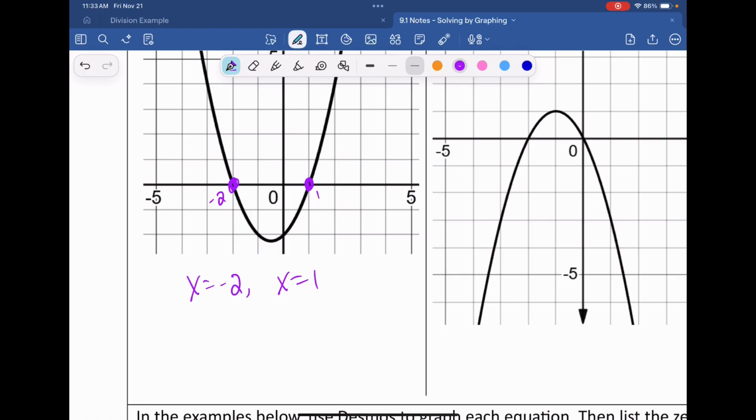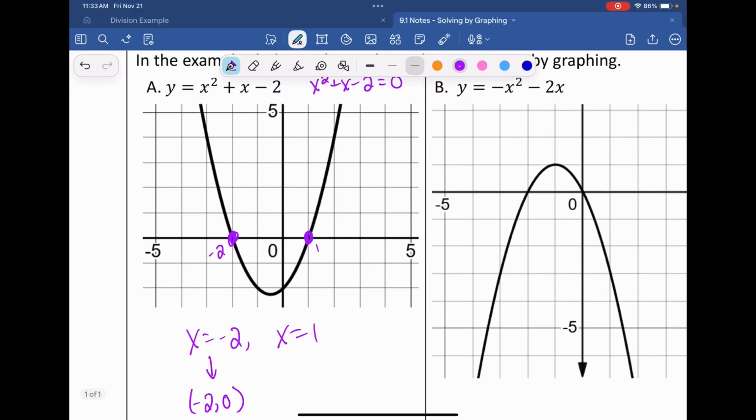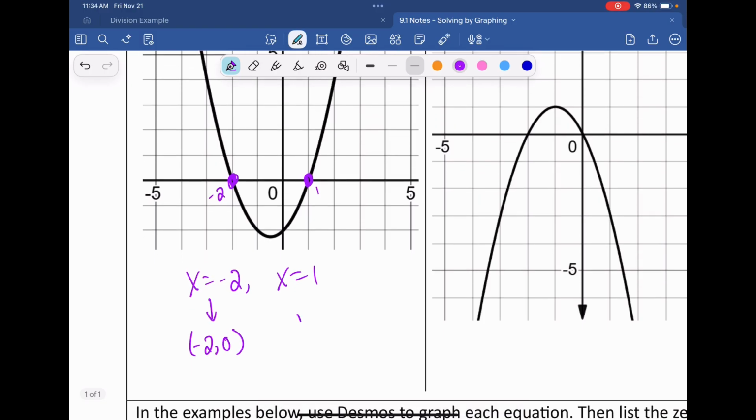If by chance it asks for it as an x-intercept, then this one would be written as -2, 0, because we set it equal to 0. And the other one would be 1, 0.